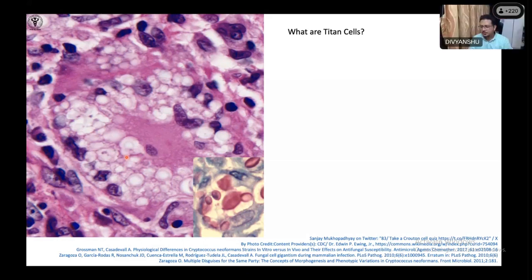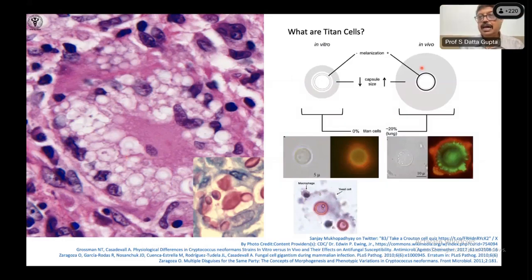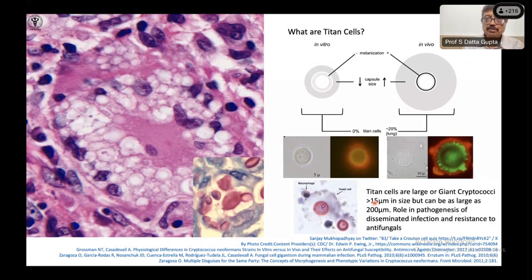Titan cells are large cryptococci, more than 15 microns in size. More usual cryptococci are 2 to 4 microns. So these large cells are very important. If you see them in a tissue section, please tell. They have a thick capsule. The importance is they're seen in the lungs. They are more pathogenic. They cause dissemination, and they're resistant to the usual antifungal treatment.